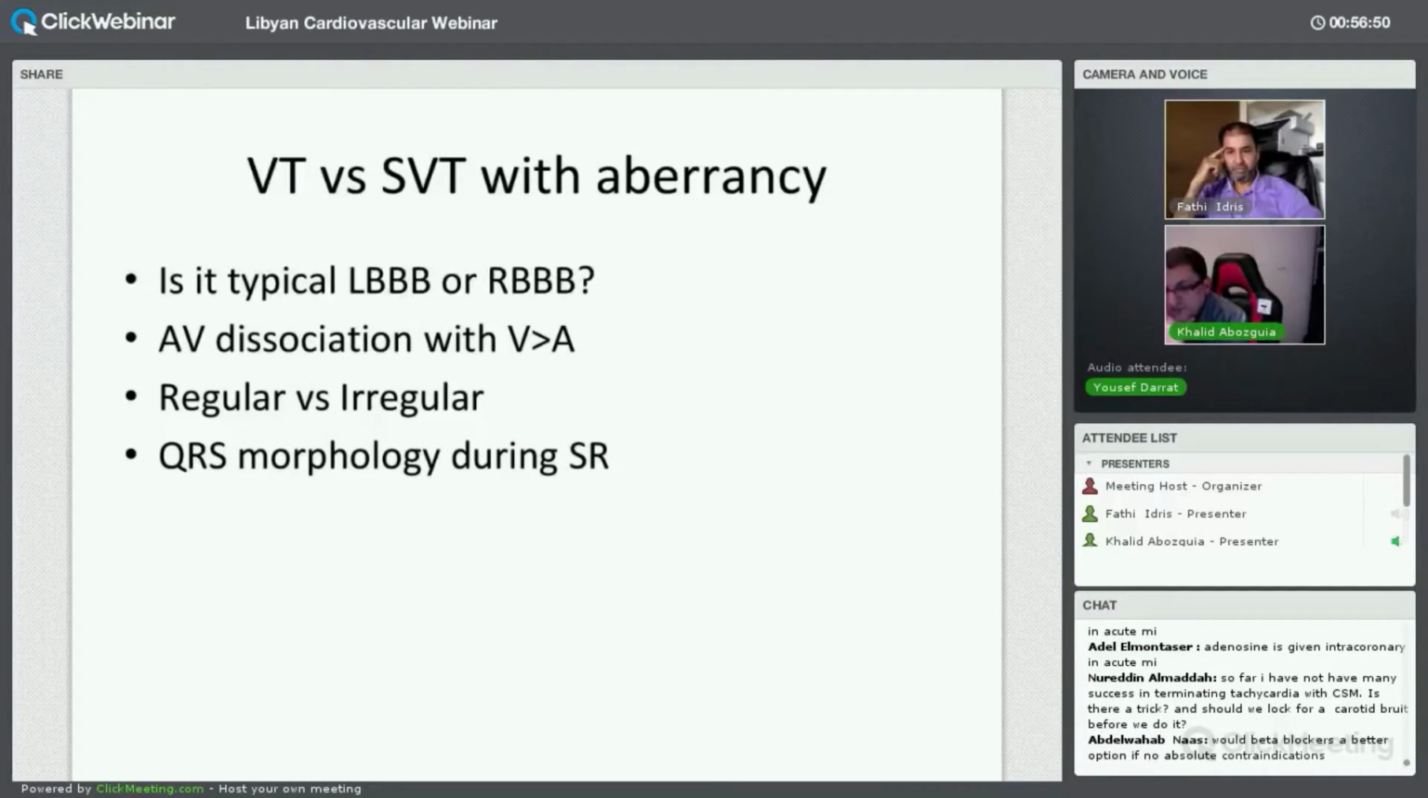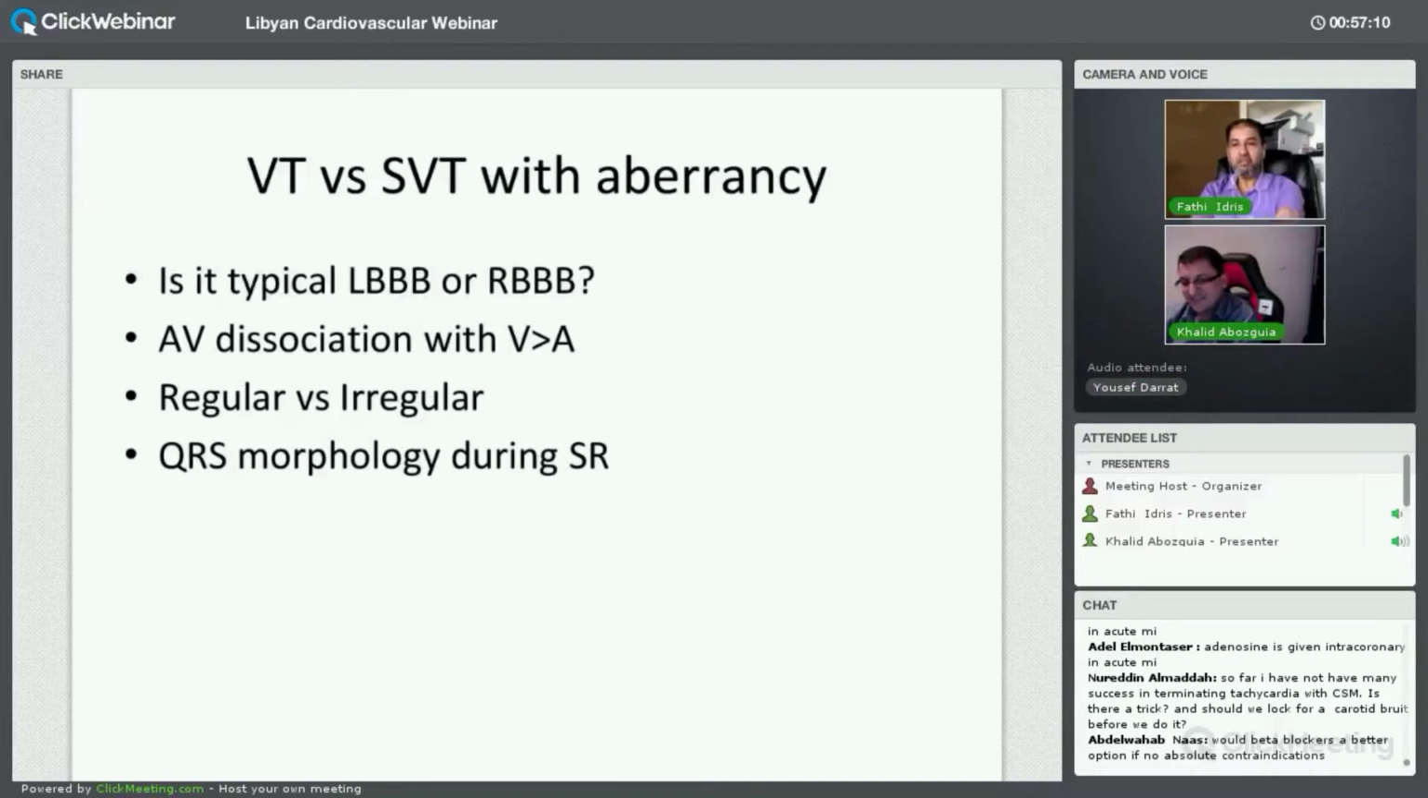Fathy, there is a question from Dr. Nuruddin Al-Maddah. I've never seen success terminating tachycardia with carotid sinus massage. Is there a trick? Should we look for carotid bruit before we do it? Yeah, good question.